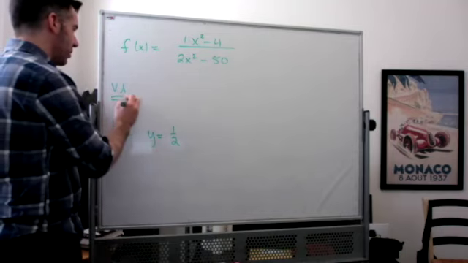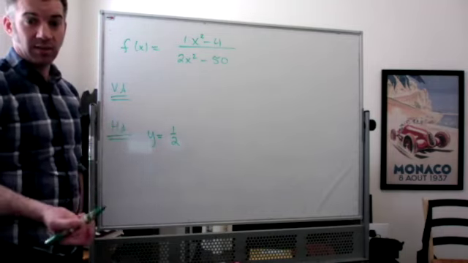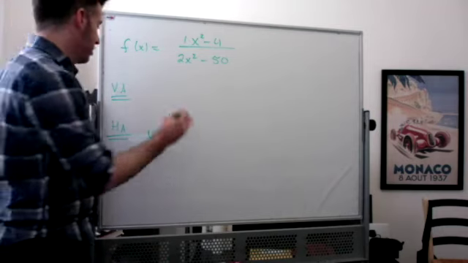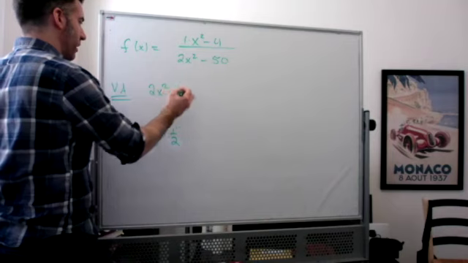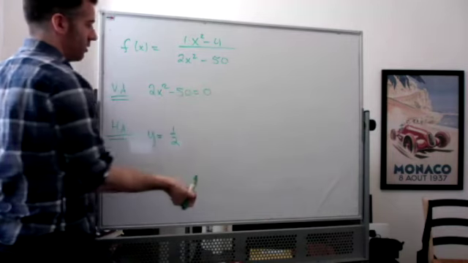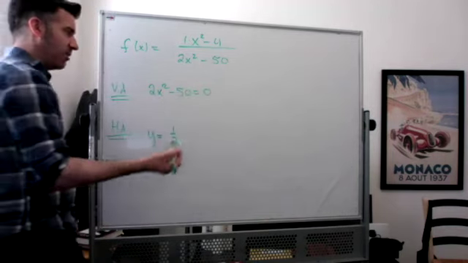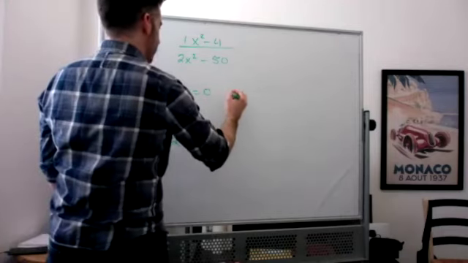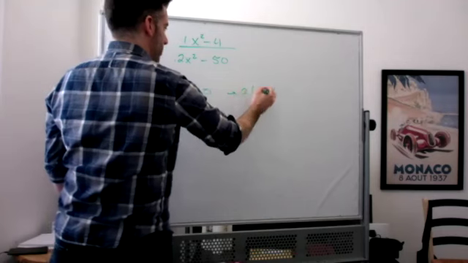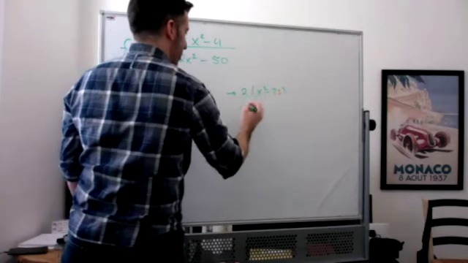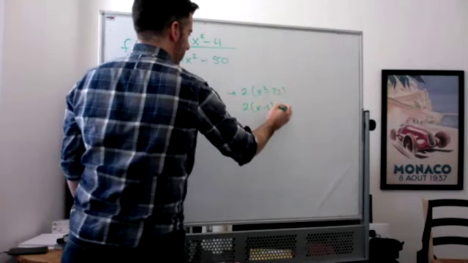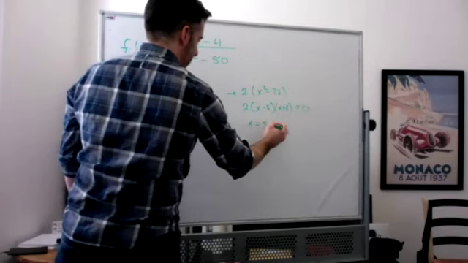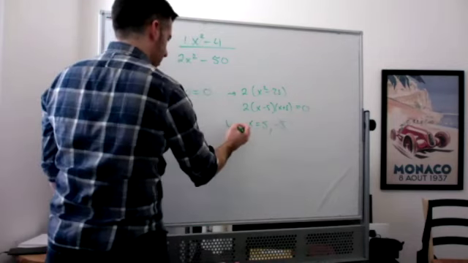The vertical asymptote, we're looking for where the denominator is 0 and the numerator is not. So here I'm looking for where 2x squared minus 50 is equal to 0. To solve that, I would probably factor. So this is going to be 2 times x squared minus 25, which is 2 times x minus 5 times x plus 5. So I get x equal to 5 and negative 5. Those are my vertical asymptotes.